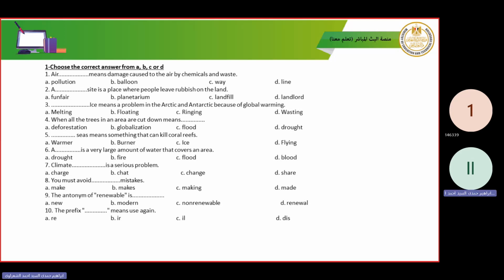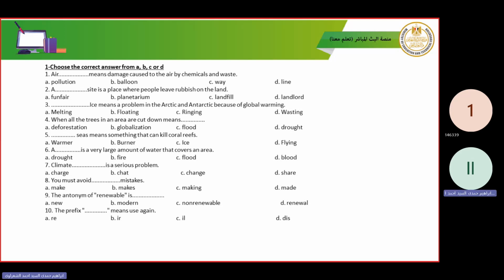Number three, dots ice means a problem in the Arctic and Antarctic because of global warming. Melting, floating, bringing, wasting. Number four, when all the trees in an area are cut down, means deforestation, globalization, flood, drought. Number five, dots seas means something that can kill coral reefs. Warmer, burner, ice, fly. Number six, a dots is a very large amount of water that covers an area. A drought, fire, flood.